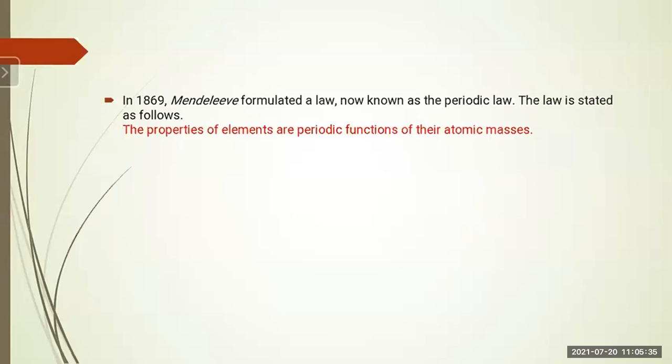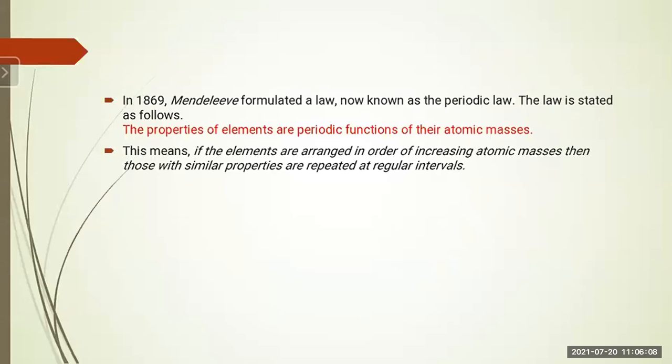Now, I told you what is the meaning of the term periodic. It means that the property of the element is repeated after a certain interval. It's called a periodic function. So you should know this. What is the periodic law? The properties of elements are periodic functions of their atomic mass. So this is the periodic law.